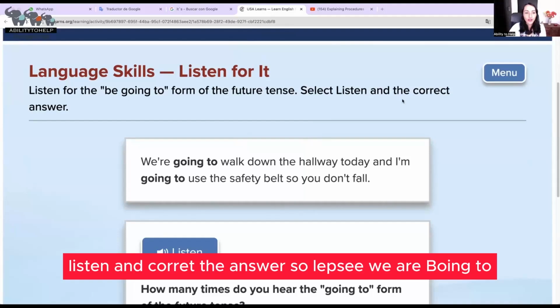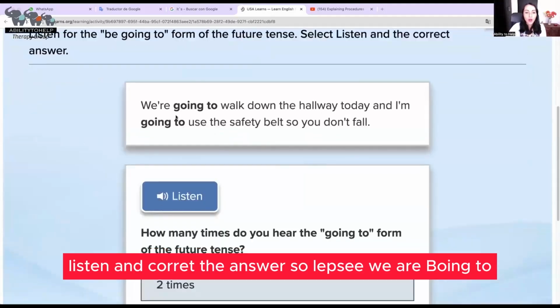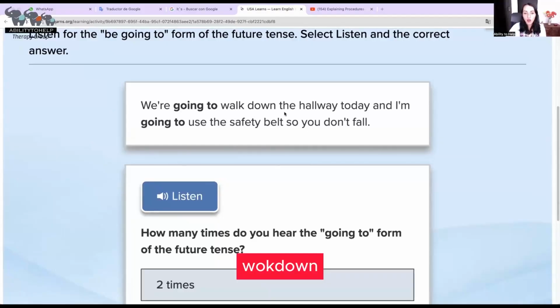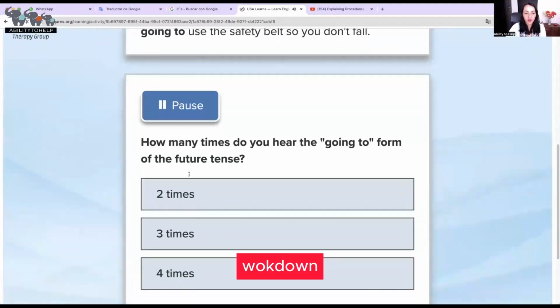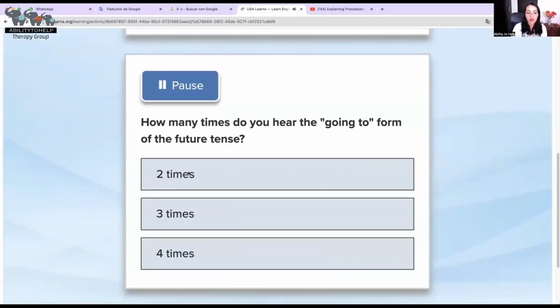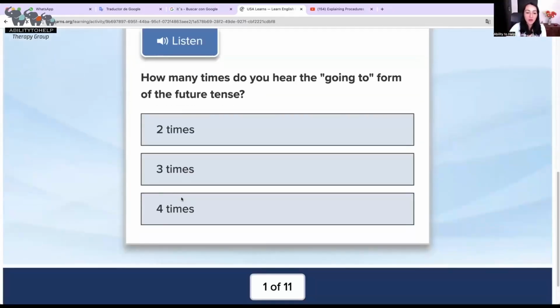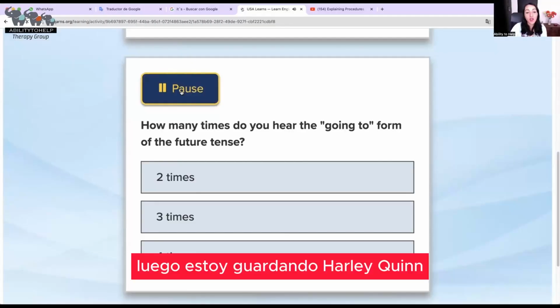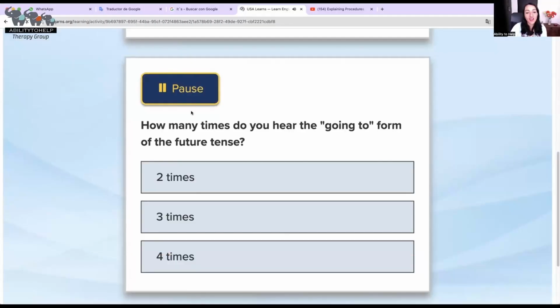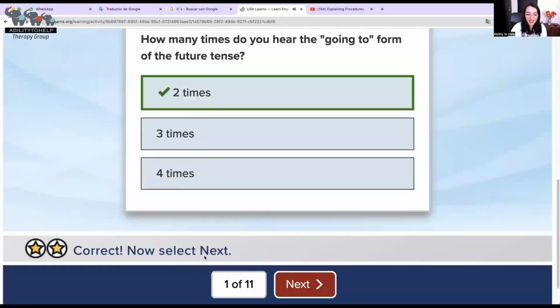Select, listen, and choose the correct answer. We are going to walk down the hallway today, and I'm going to use the safety belt so you don't fall. How many times do you hear the going to form of the future tense? 2 times, 3 times, or 4 times? Let me listen again. Oh, I don't know. 2 times, maybe? Yes.